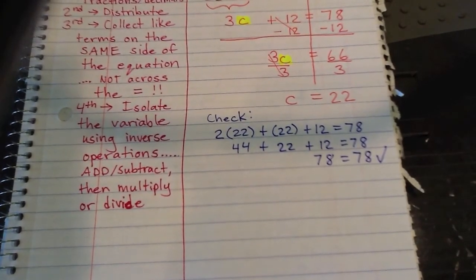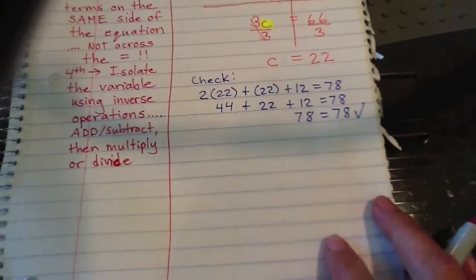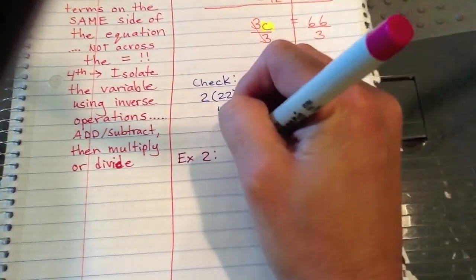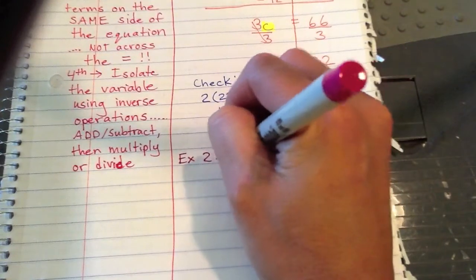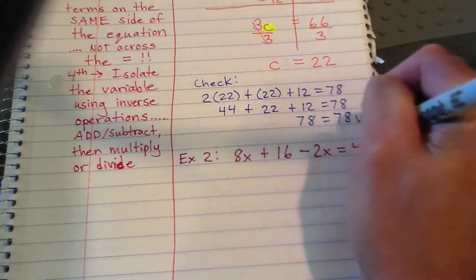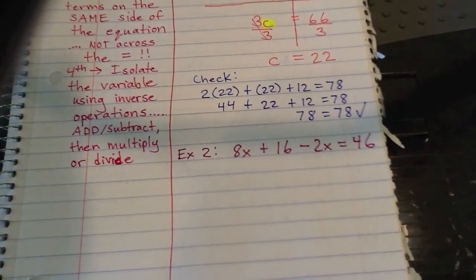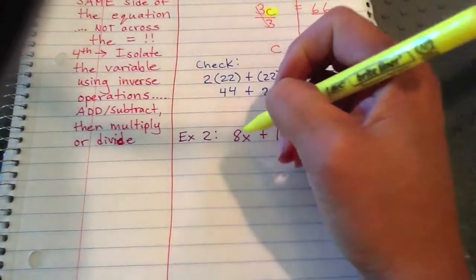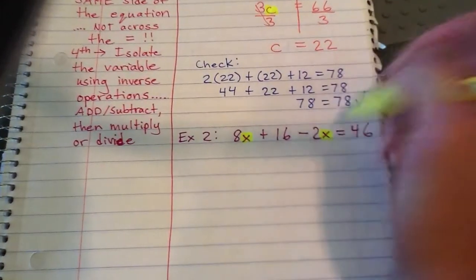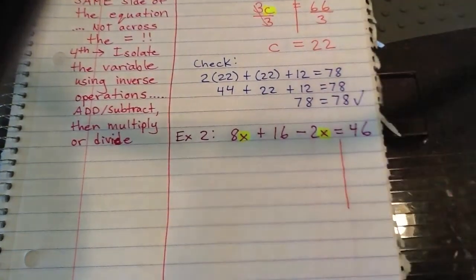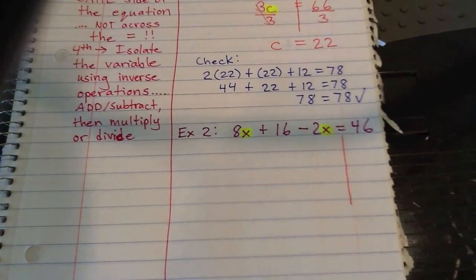Alright, let's try another one. Example 2. Solve 8x plus 16 subtracting 2x equals 46. So same thing. You don't always have to highlight the variables. I'm just trying to help those of you who might be having a little trouble remembering kind of a starting place. Highlighting those variables sometimes helps. And then everyone should be drawing their line at this point just to make sure you're doing that correctly.